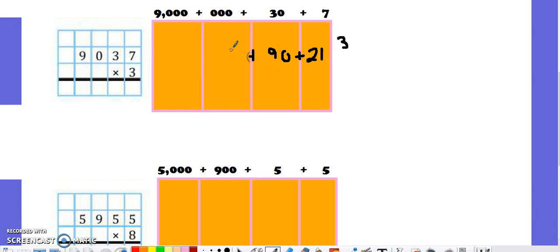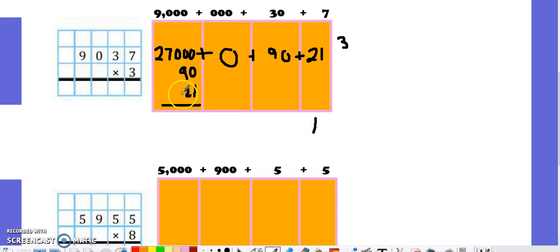There's nothing in my hundreds. Anything times 0 is 0. And then 9,000 groups of 3, or 3 groups of 9,000. 9 times 3 is 27. And add back in my 3 zeros. Now I just add back my 90 and my 21. And I get my final answer.